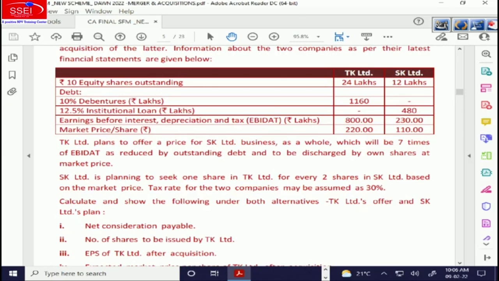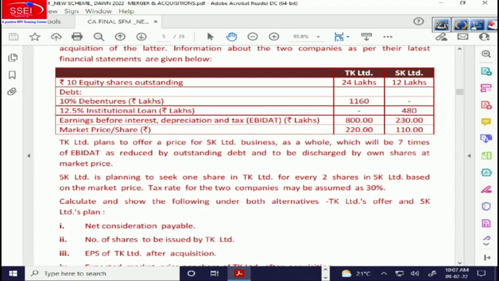Discharged by own shares at market price. So we will issue our own shares at market price. What is our market price? 220. So if I have to pay 1130 lakhs in the form of shares worth 220, the number of shares will be equal to 1130 divided by 220. 1130 lakhs divided by 220 is 5.14 lakhs. Okay, 5.14 lakhs is the number of shares.